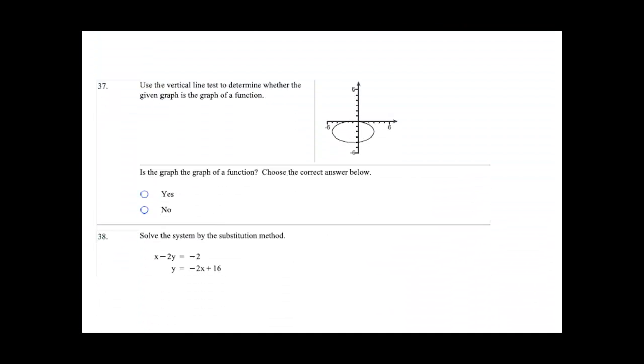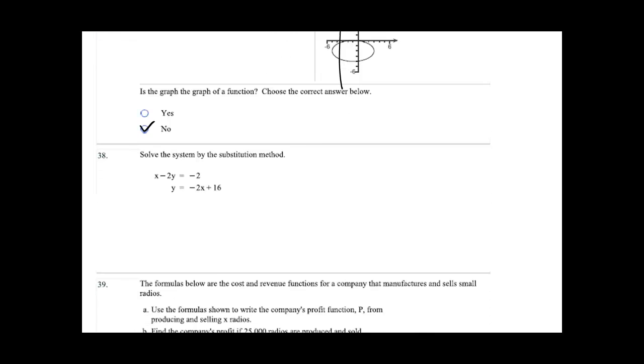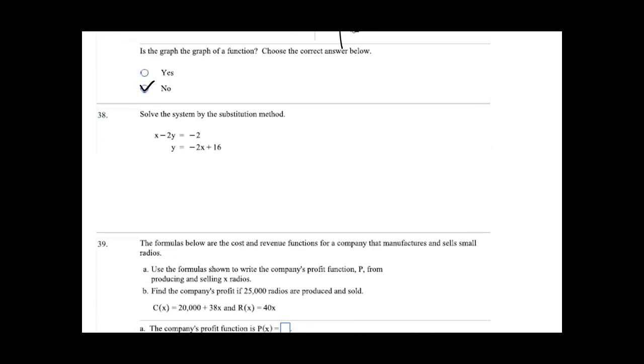For 37, use the vertical line test to determine whether the given graph is a graph of a function. If we draw a vertical line anywhere on the graph and we're able to hit the graph more than one time, then it is not a function. Well, there's one example of why it's not a function. Obviously, this one has infinitely many lines that can be drawn, and it will hit the graph in more than one spot. For 38, solve the system by substitution.